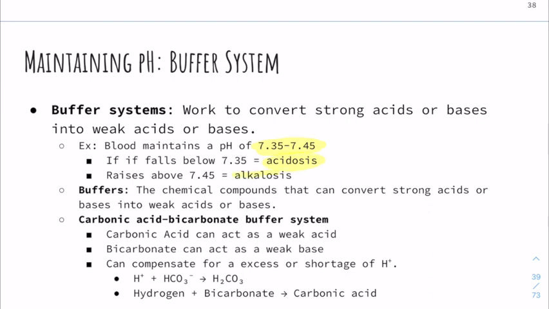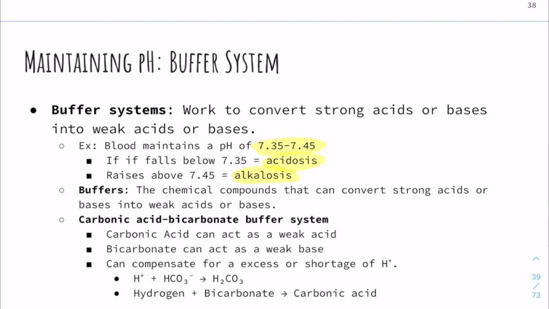So buffers are chemical compounds that convert strong acids or bases into weak acids or bases. Our body has several buffer systems to help maintain the pH where it needs to be, like our blood, 7.35 to 7.45. Our stomach is more acidic because that's what helps break down food. So different parts of the body have different pHs depending on where it is and what it's needed for.